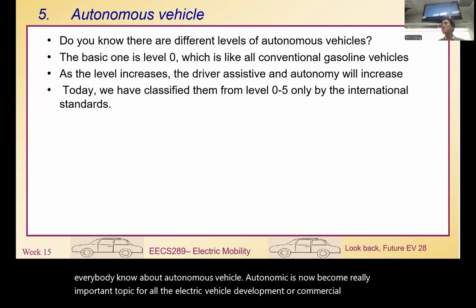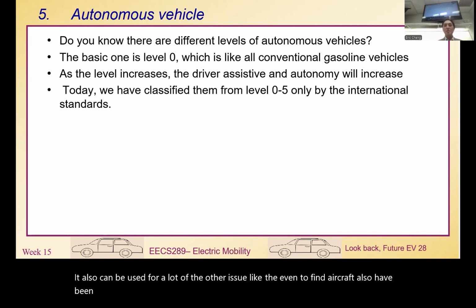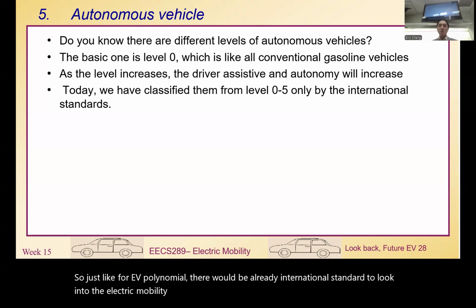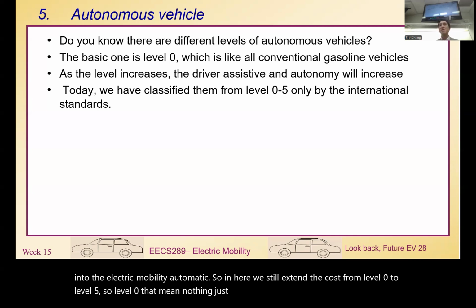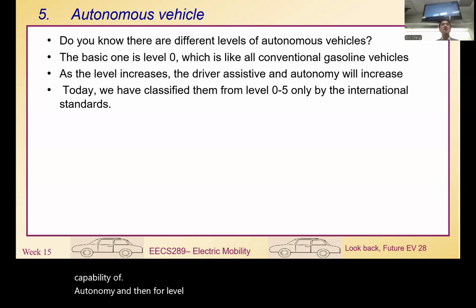It can also be used for a lot of other things; even flying aircraft have been using autonomous capability. From the EV point of view, there is already an international standard for electric mobility autonomous vehicles. In here, we have a standard scale from level 0 to level 5. Level 0 means nothing, just like a conventional gasoline car without any autonomy capability. And level 5 will be 100% autonomous.